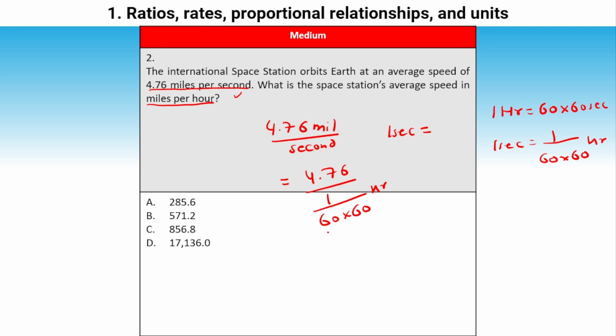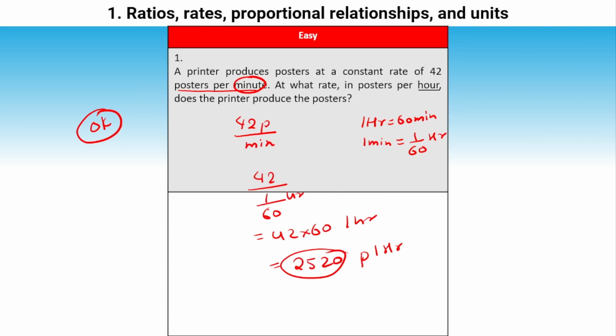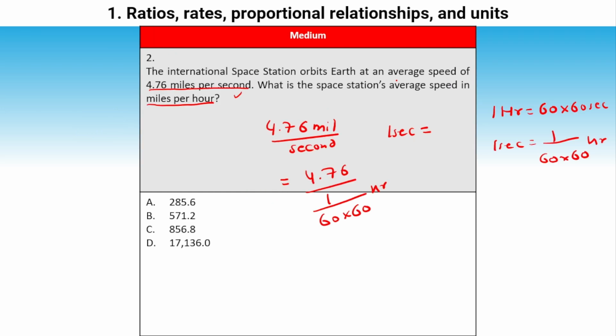Before, we just multiplied by 60, divided by 60 here only, because we had to convert minute into hour, but now we have to convert second into hour. That's why we multiply 60 into 60. So that will be 4.76 into 60 into 60, and the answer will come like 17136. So D is your answer.